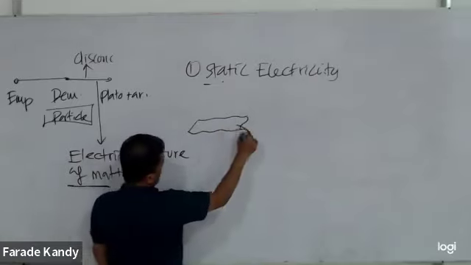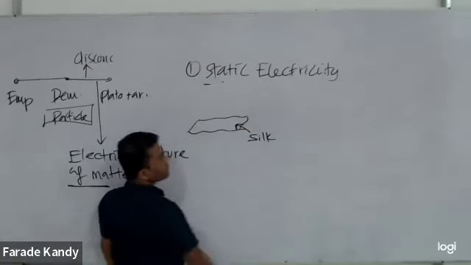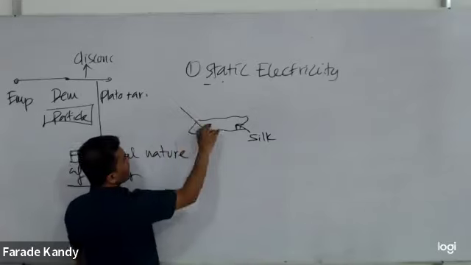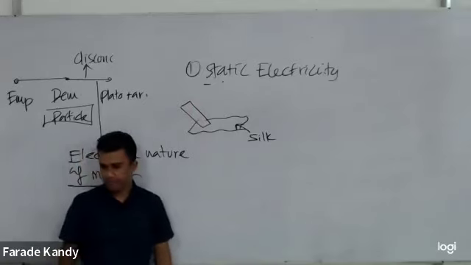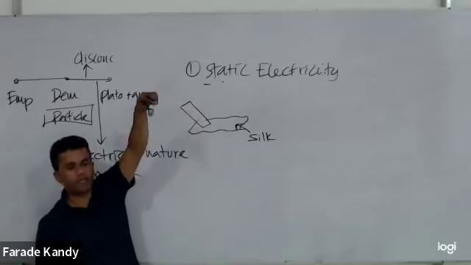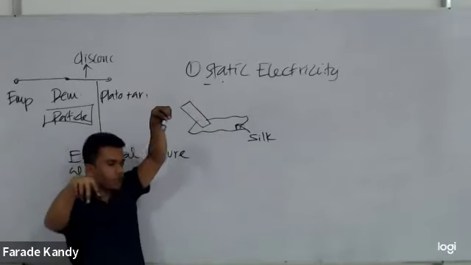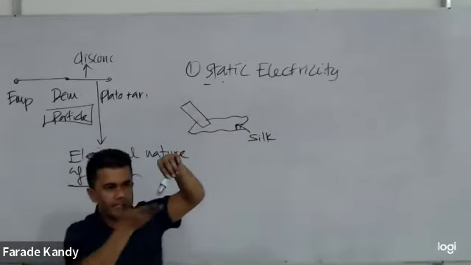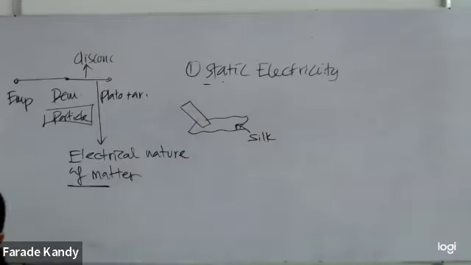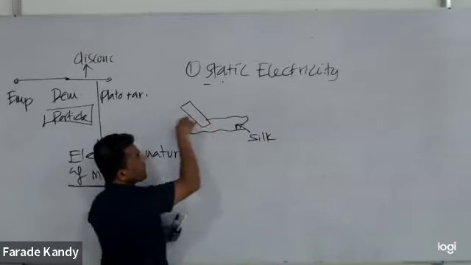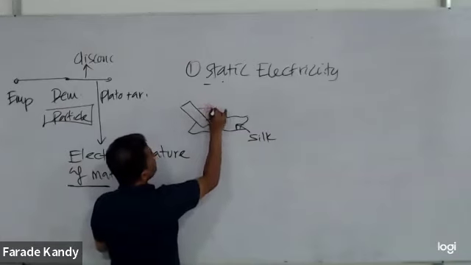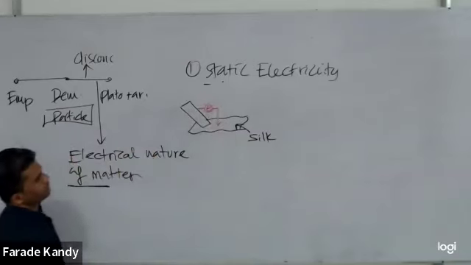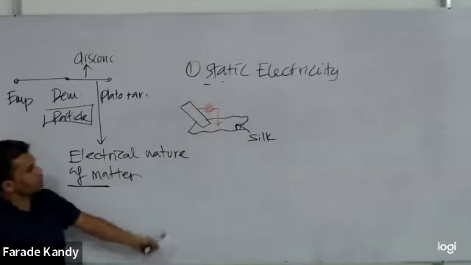To prove it in the laboratory, I take a silk cloth and a glass rod. Thereafter, I rub this glass rod on the silk cloth properly. And when I hold the glass rod like this, you see, the silk cloth sticks to the glass rod. That means there is an attraction between the glass rod and silk. Why is that? The reason is this: once you rub this on silk cloth strongly, electrons will move from the glass rod to the silk.